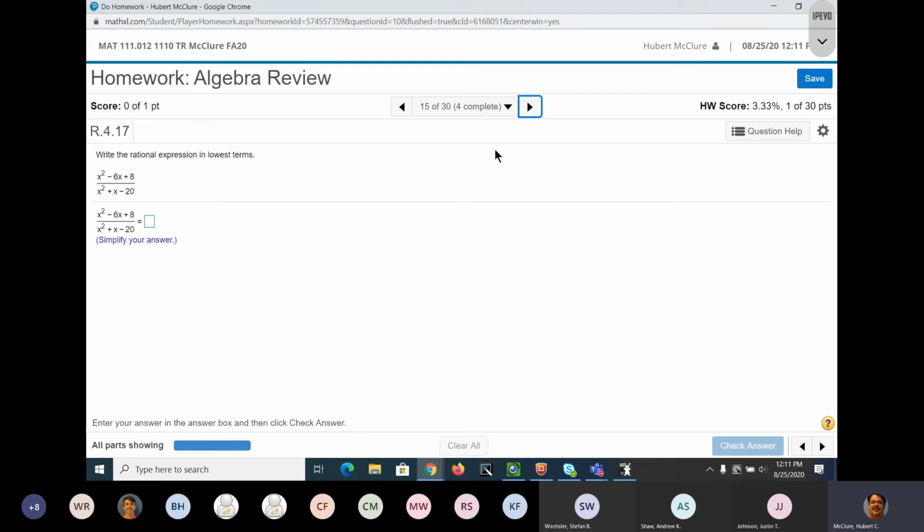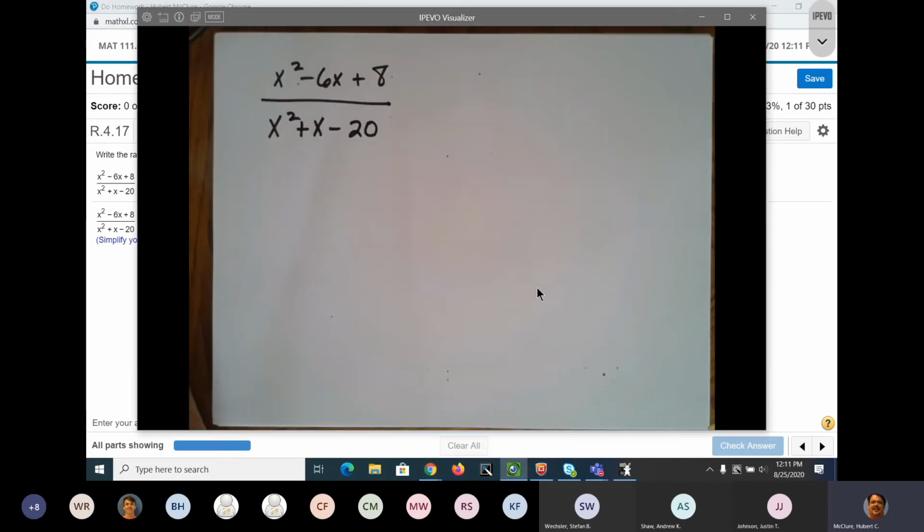x squared minus 6x plus 8 over x squared plus x minus 20. Trinomials are worthless unless you do what to them? Anybody want to type it in or say it? Factor them, exactly. Trinomials are worthless unless you factor them. So take a minute and factor those two.